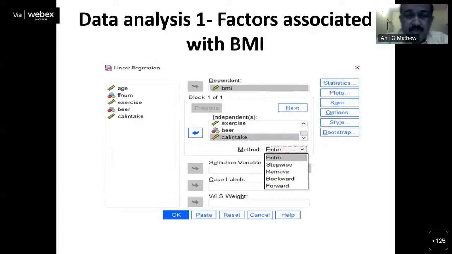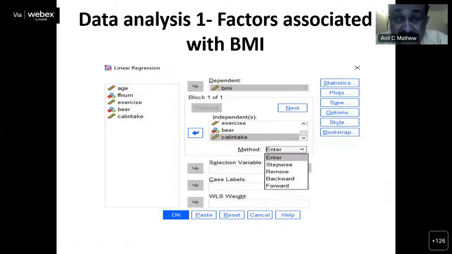So for using multiple regression in SPSS, we have to open this box, and the first thing they will ask you is what the dependent variable is. I have entered BMI as the dependent variable, and the independent variables are age, fast food consumption, exercise, beer consumption, and calorie consumption. So we have to keep these variables as the independent variables. And when you have this method option, there are 5 options. If you are only interested in finding out the significant variables alone, the best option for us is Enter. But on the other hand, if you want to get a prediction equation, you can use any of these: forward, backward, or stepwise.